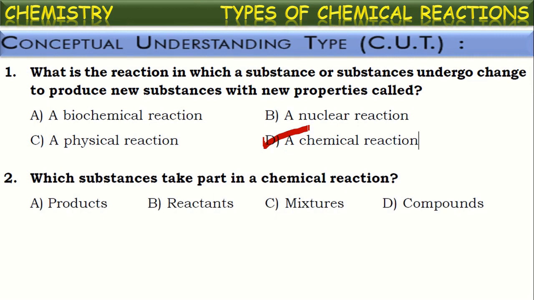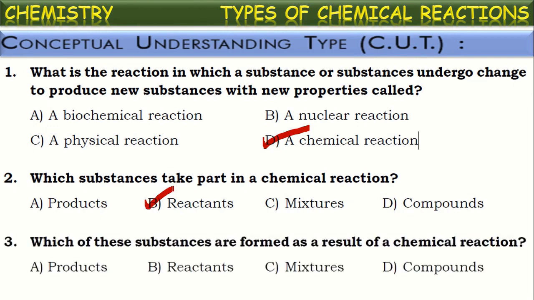Generally, the chemical substances which are participating or taking part in the chemical reaction are called reactants. Okay, the substances which are participating in the reaction are called reactants. Which of these substances are formed as a result of chemical reaction? So the chemical substances which are formed in a chemical reaction are called products.